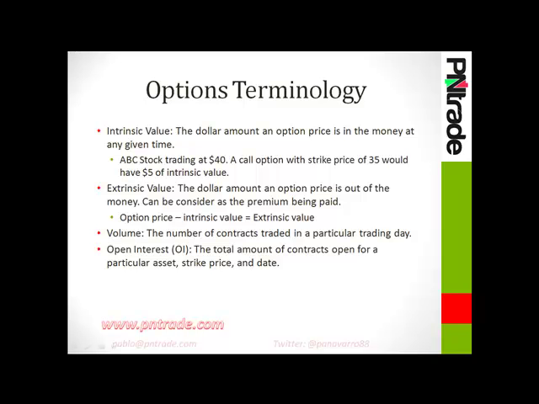Here's how you get it. The option price minus the intrinsic value equals the extrinsic value. Volume: the number of contracts traded in a particular day. Open interest: the total amount of contracts open for a particular asset, strike price, and date.